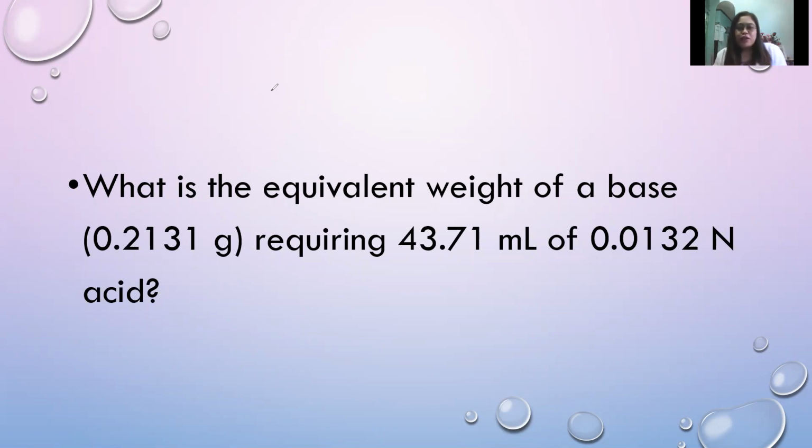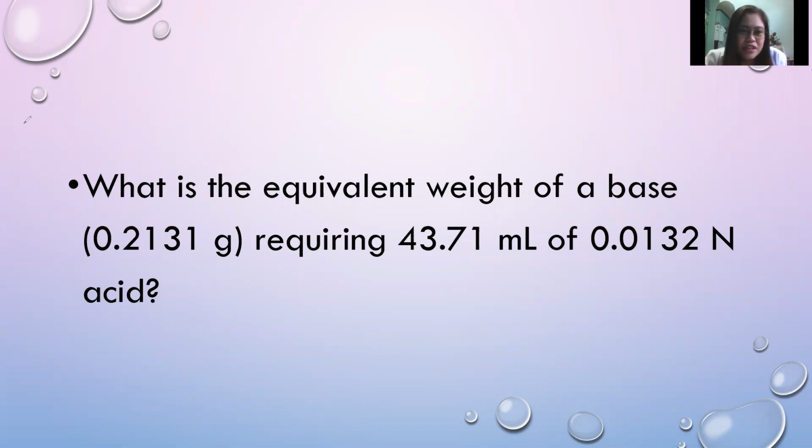Okay, so for this problem, what is asked here? It's the equivalent weight. Again, what is the equivalent weight of a base? The weight of the substance is 0.2131 grams, requiring 43.71 ml of 0.0132 N acid. So this one is actually a titration. You titrate a base and an acid, and then you will be looking for the equivalent weight of the base given the following information.